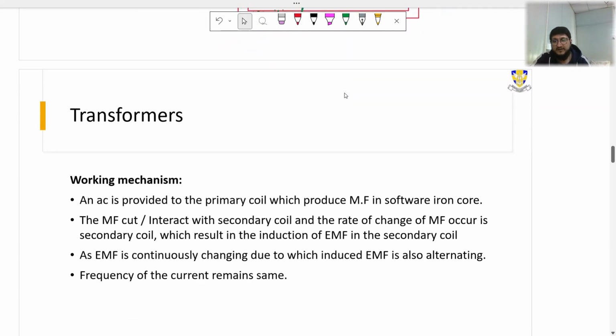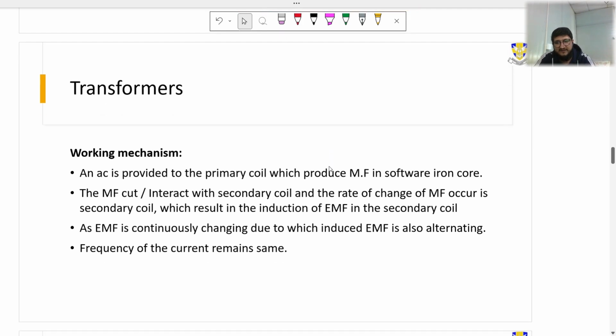Okay, so what happened over here? First, we have provided the AC source. हमने AC source provide किया to the primary coil. Due to the magnetic field produced by the AC, it magnetized your iron core. Now, जो आयरन मैग्नेटाइज हो गया है अब उसकी वजह से उसमें मैग्नेटिक फील्ड प्रोड्यूस होगी और वो इंटरेक्ट करेगी आपके सेकेंडरी कॉइल के साथ. And the rate of change of this magnetic field in the secondary coil will result in the induction of EMF in the secondary coil.